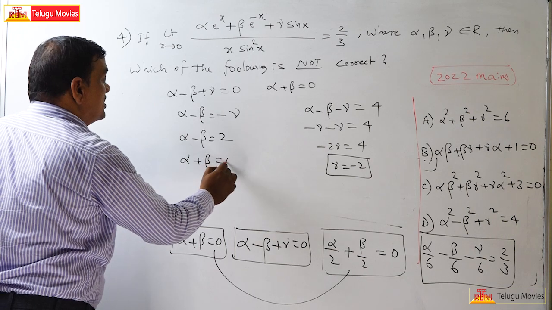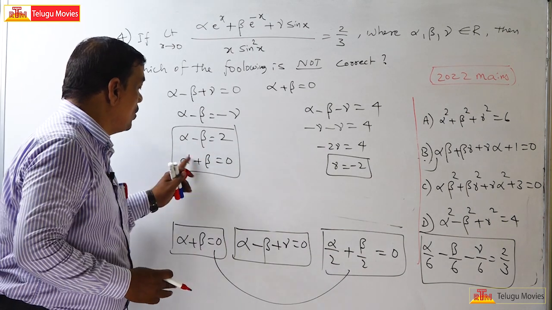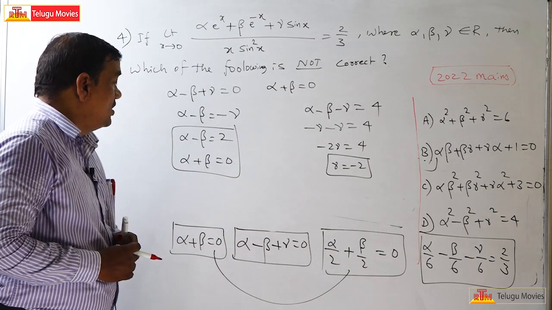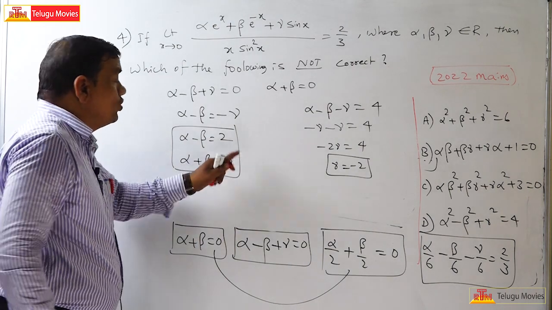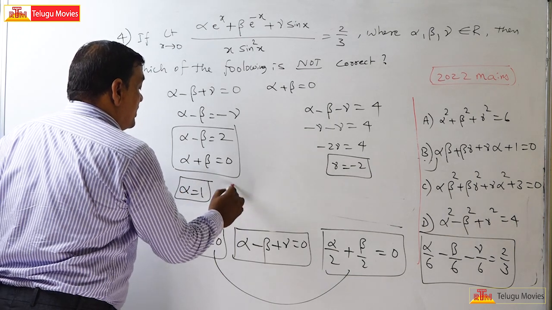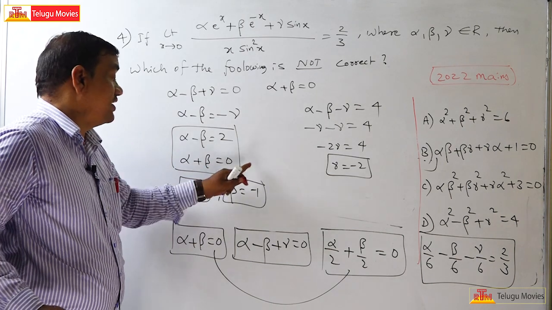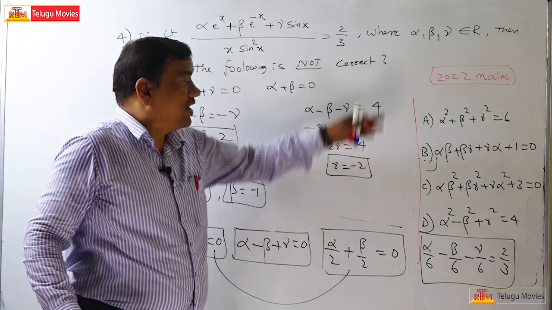Alpha minus beta is equal to 2, and alpha plus beta is equal to 0. If you solve it, minus beta and plus beta cancel. 2 alpha is equal to 2, therefore alpha is equal to 1, and beta is equal to minus 1, because alpha plus beta is equal to 0. So we know the alpha value, beta value and gamma value.